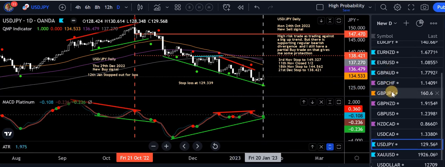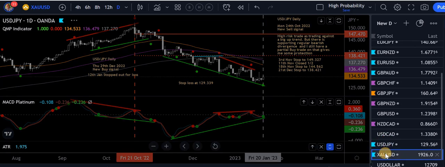and go with the pound yen. I'll go with the pound yen. On Monday, I'll give the USD Japanese yen a miss. Gold. Let's have a look at gold.